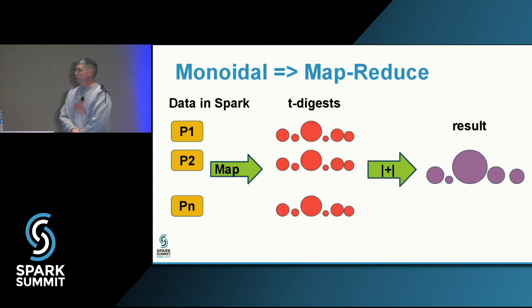So this is where the rubber really hits the road for Spark. Because these things can be combined in the way I just described, you have data in Spark which resides, of course, in multiple partitions. And so you can map each partition independently in parallel to one of these T-digests, and then at the end combine all those T-digests for each partition into your final results. So you're basically doing MapReduce in the parallel way that we've all come to know and love.